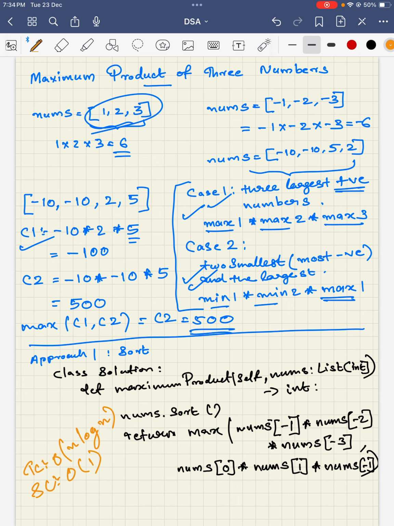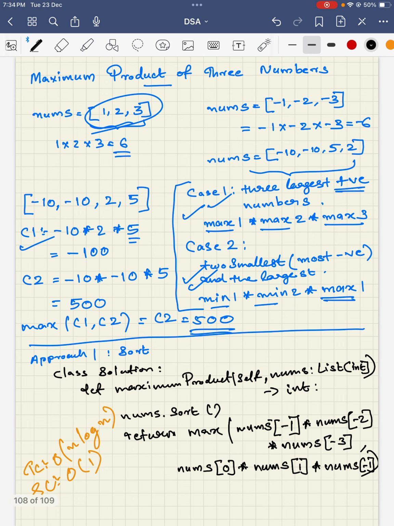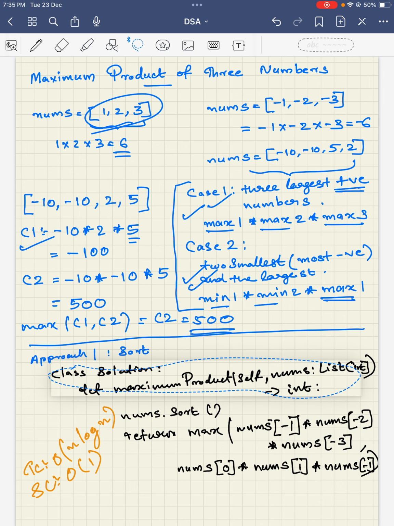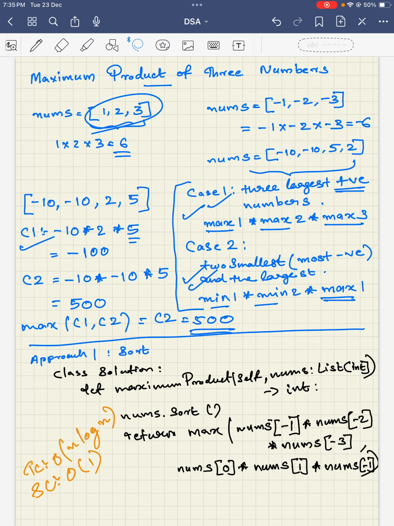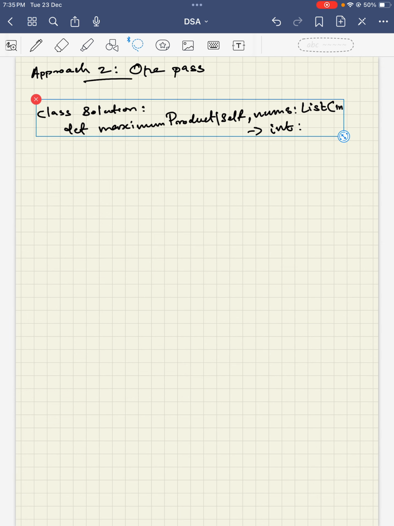But approach 2 is by one pass. Let's answer that as well. Approach 2: one pass. Here sorting is not required. Let me copy the class definition and everything. We don't have to write it again.